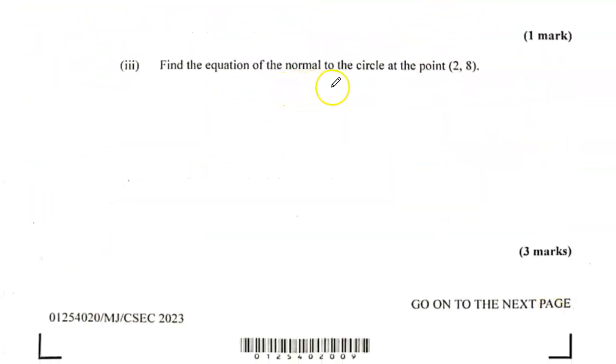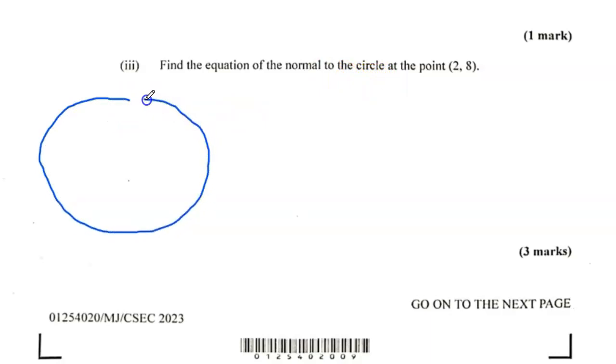Find the equation of a normal to the circle at the point (2, 8). So let me do a sketch. Let's do a sketch of the circle here. And the center was (4, 9), right? Center was (4, 9). Alright, so let me just, that would be the radius.